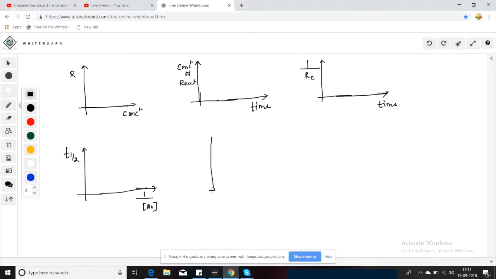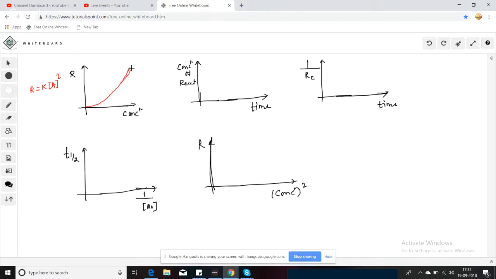One more, suppose here we have rate and concentration square. Concentration means concentration of reactant. Tell me, what is the first graph we get? See how rate and concentration are related. R is equal to K concentration of A square, right? So this graph is like this. Parabola, correct?